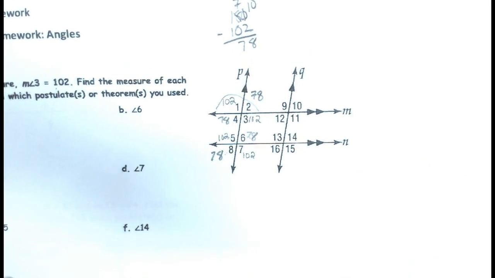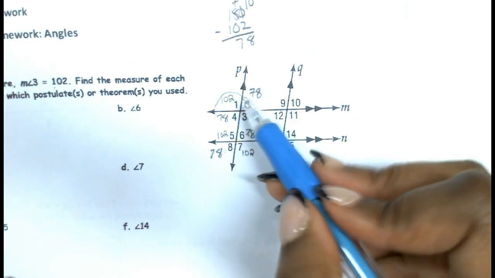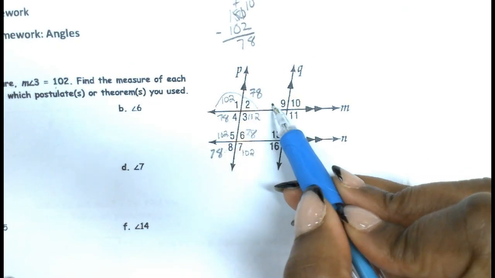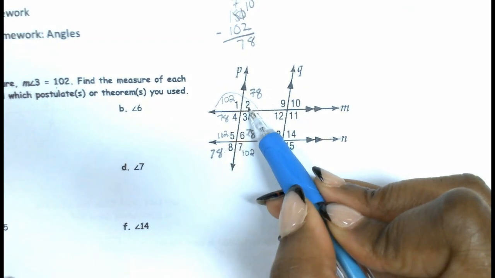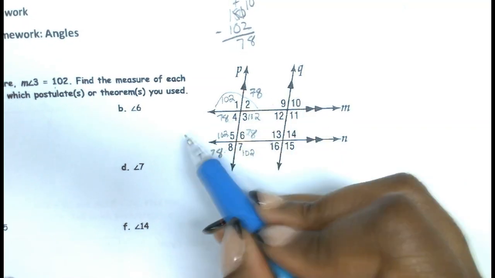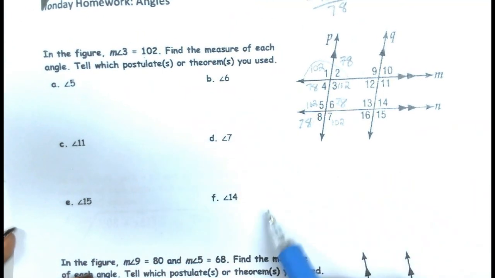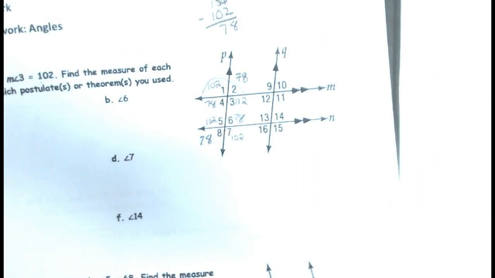Now you can see the angles that correspond. The angle that corresponds with 1 is 9. With 2 is 10, and so on and so forth. And you should be able to fill out the other angles. Questions about that?